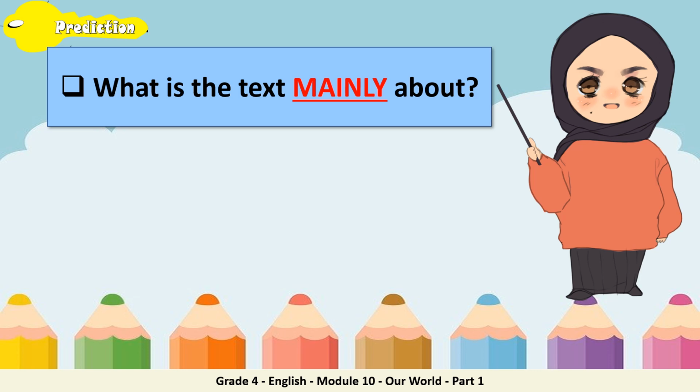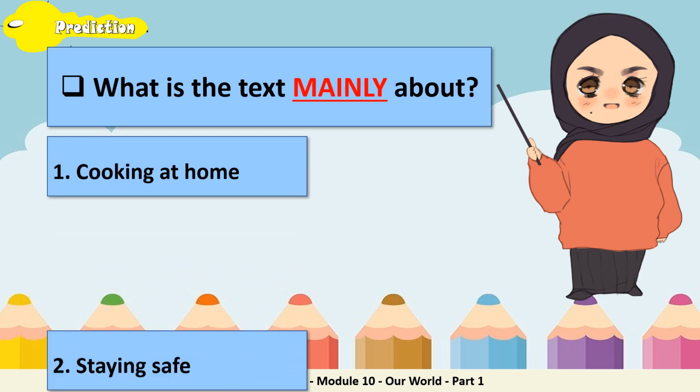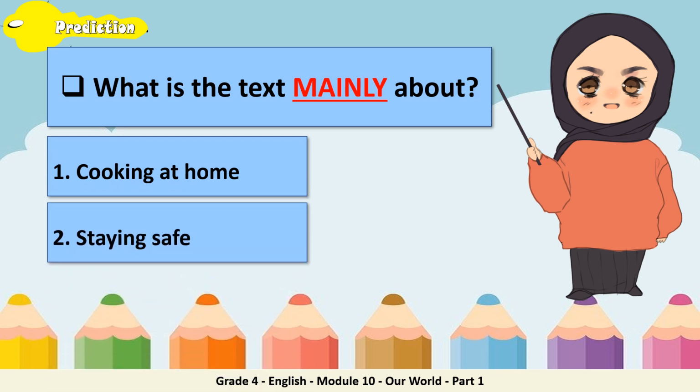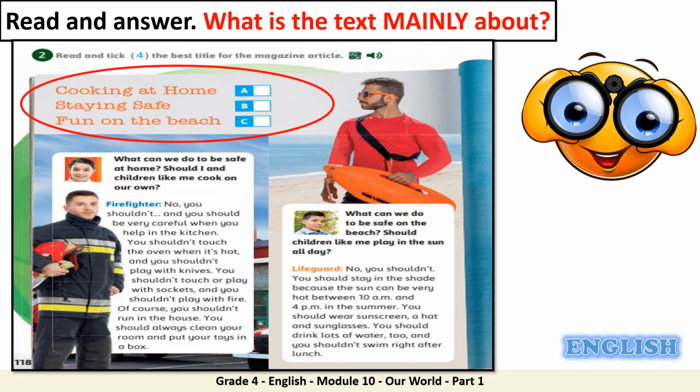It can be a little bit tricky. What is the text mainly about? Have a look at the options we have. Cooking at home, staying safe, or fun at the beach? Let's read to check your predictions. 2. Read and tick the best title for the magazine article.